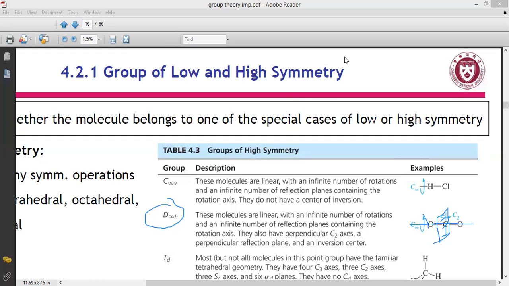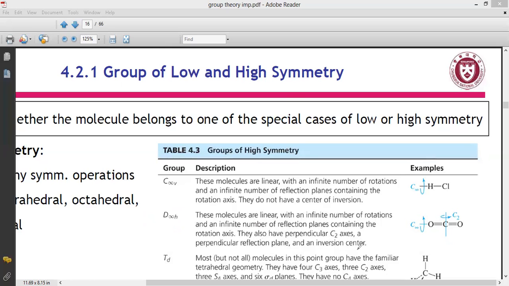Okay, should remember this also. These molecules are linear with an infinite number of rotations and an infinite number of reflection planes containing their rotational axes. They also have a perpendicular C2 axis, a perpendicular reflection plane, and an inversion center. Inversion center is also present in this molecule.